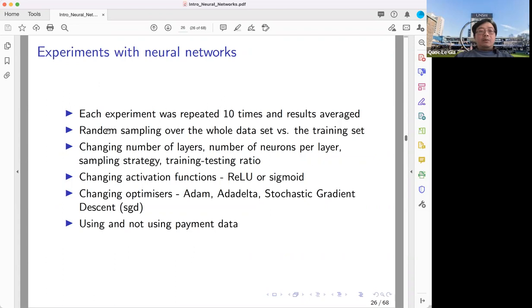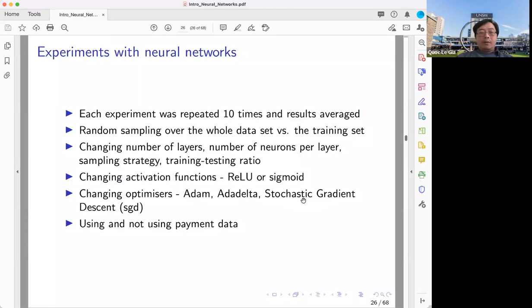And then we try to experiment with all the possible parameters. You can use random oversampling on the whole data set or on the training set. You can change the number of layers of the networks, the number of neurons per layer, and the sampling strategy. You can change the training and testing ratio, and the activation function, ReLU or sigmoid. And you can change the algorithm as well, either Adam or Adadelta. Adadelta, I didn't mention this, but essentially you can make the learning rate adaptive according to the loss function at every step, or use stochastic gradient descent.